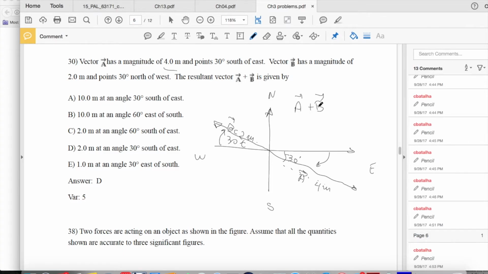If you look at the design here, A pulls 4 meters to the right, in that direction, and it's like a tug of war. And B is that way. So the resultant of those two would be 4 minus 2 meters in that direction, which means 2 meters, 30 degrees south of east. This should be the good one.